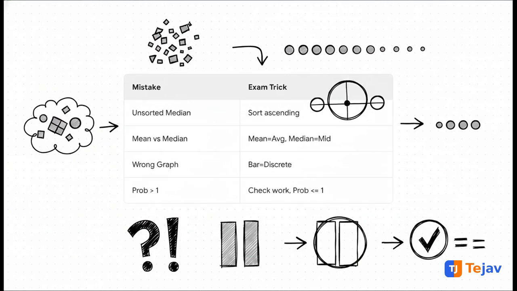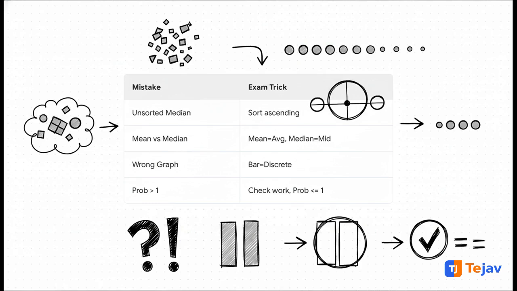Mistake number 1, trying to find the median without arranging the data first. The trick? Always sort that data in ascending order. Mistake 2, mixing up the mean with the median. Just remember, mean is your average, median is your physical middle. Mistake 3, using the wrong type of graph. Remember, bar graphs equal discrete data with gaps. Histograms equal continuous grouped data with 0 gaps.